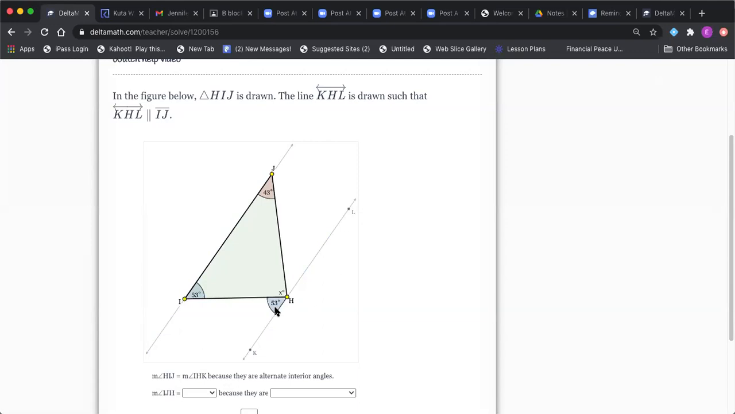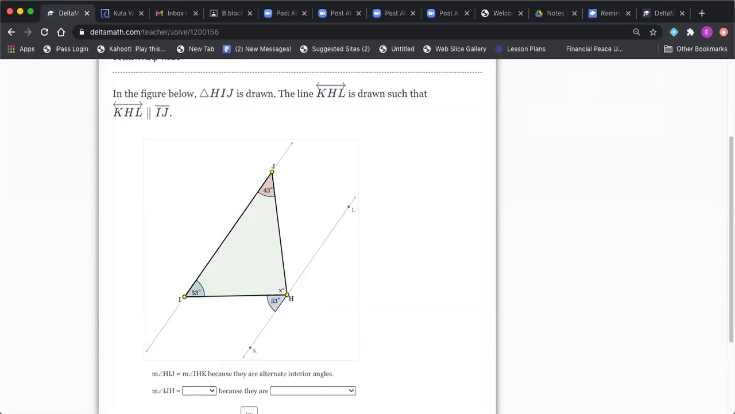Now it's asking me a different question. Now it's asking me about angle IJH and who that is equal to. So first of all, let's look at who even is angle IJH. That's this one over here that's marked 43. So who will this angle be equal to?